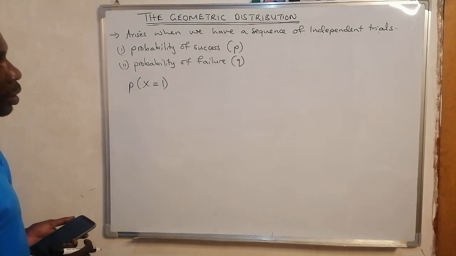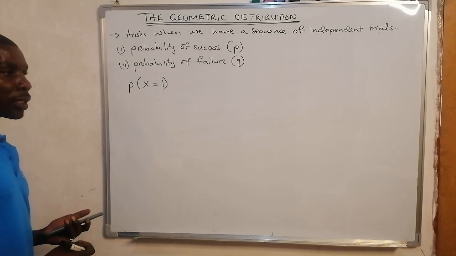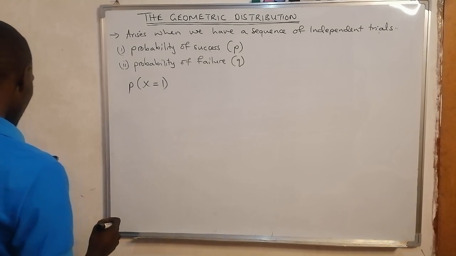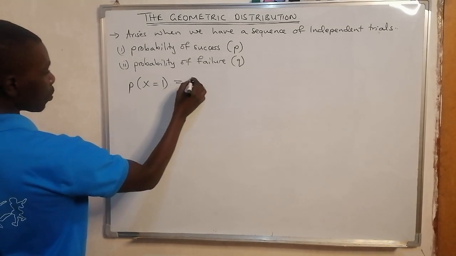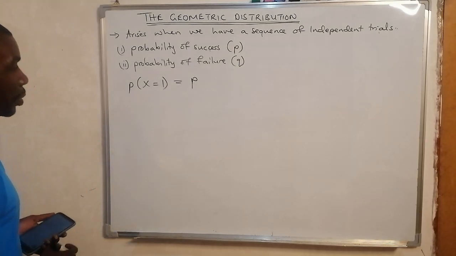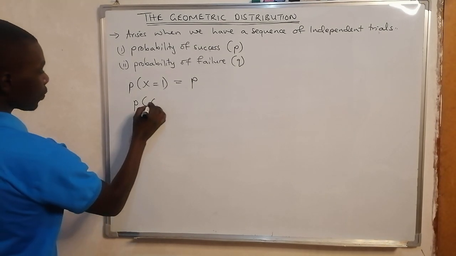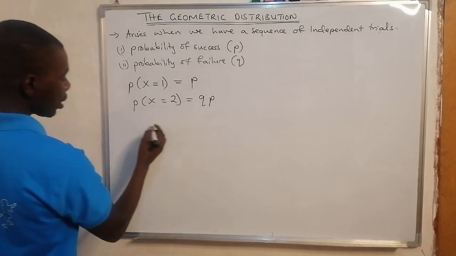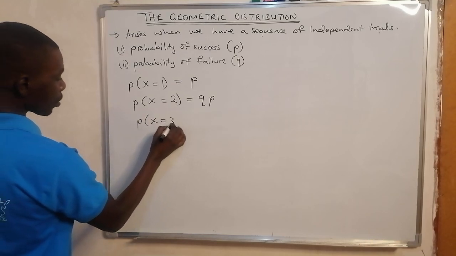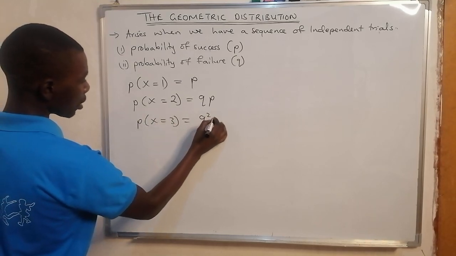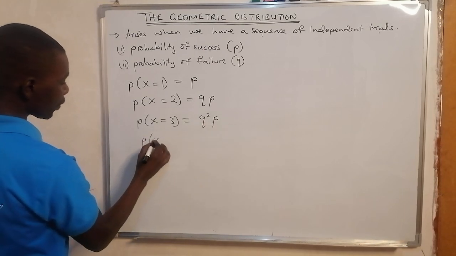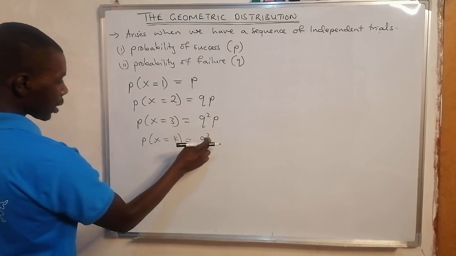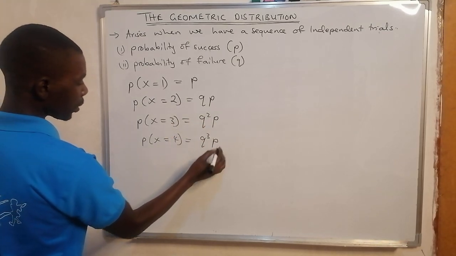Under geometric distribution we start from 1, but under binomial distribution and Poisson distribution we start from 0 number of trials. So if we have probability of x equals to 1, we use our probability of success P. Then if it is P of x equals to 2, we use Q times P. Then if it is P of x equals to 3, we use Q squared P. If it is P of x equals to 4, we use Q to the power 3. 4 minus 1 we get 3, 3 minus 1 we get 2 times P.